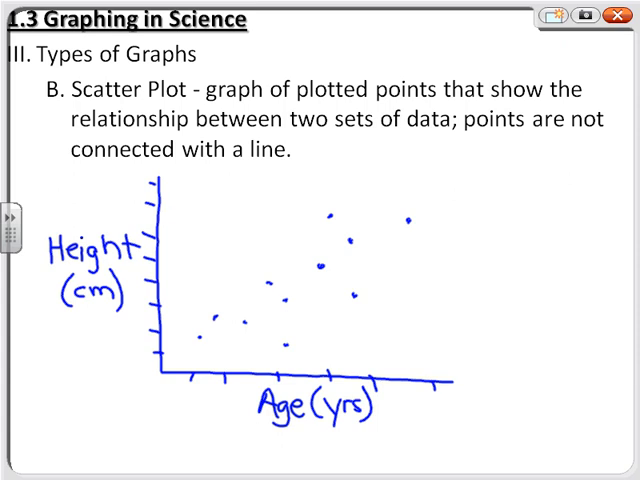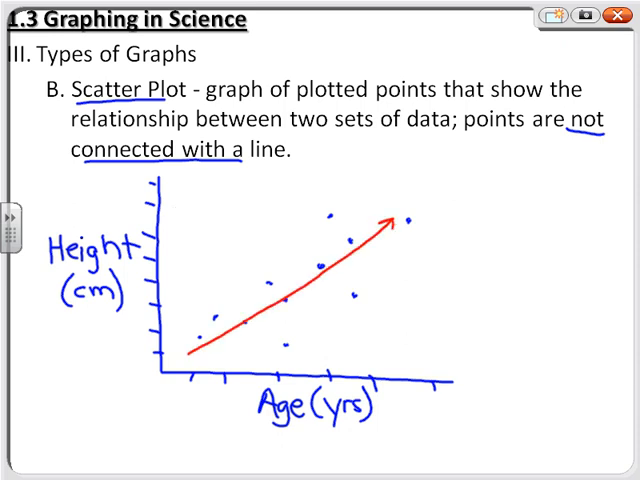The important thing is in a scatter plot, we do not connect them with a line. So they're not connected with a line. We would just leave it just like this. This allows us to look at the overall trend. In this particular case, we can see that the data tend to be trending upward.